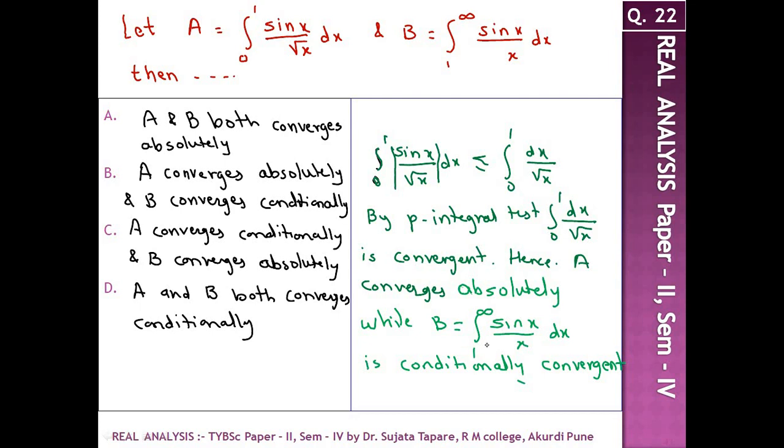Now what about B? Now B is a typical example of a conditionally convergent integral. So it is conditionally convergent, and A is absolutely convergent. So A converges absolutely and B converges conditionally. So correct option is B.